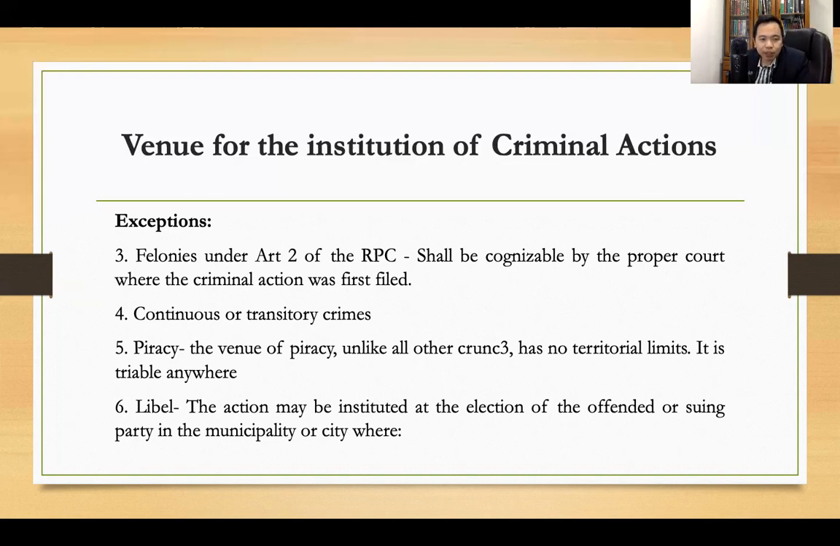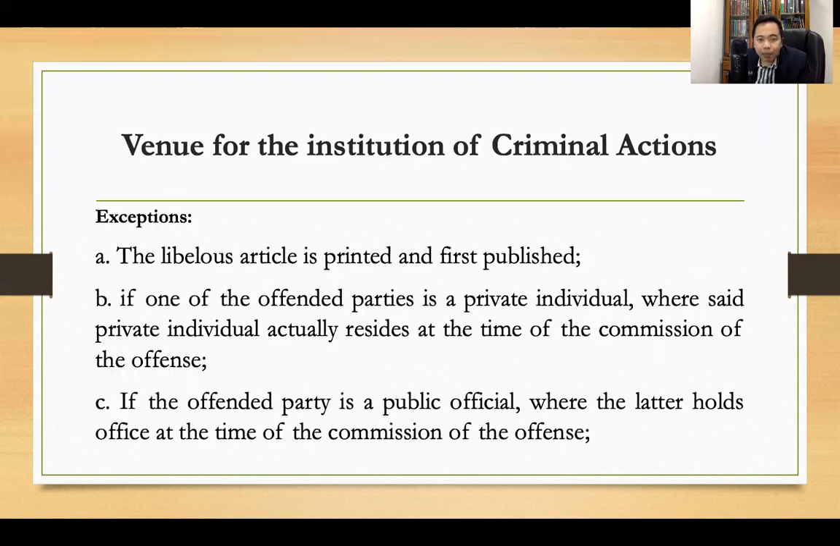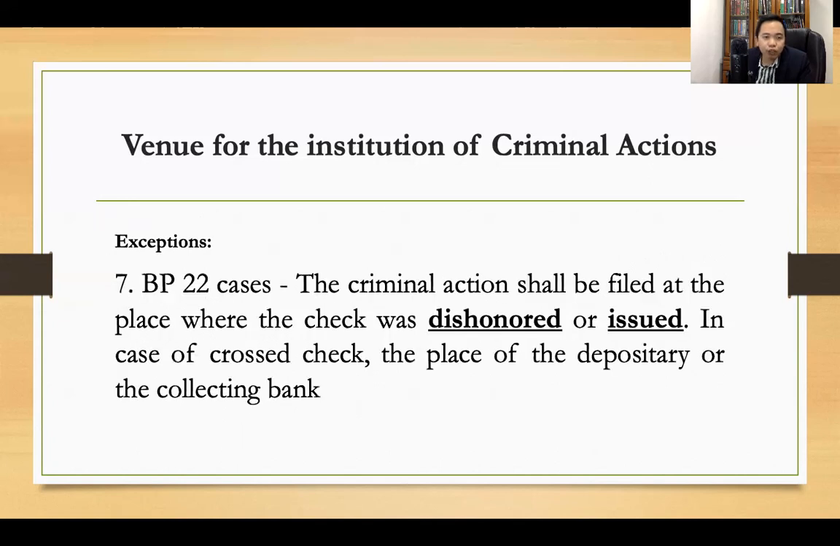Okay. Now, number 6, in case of libel, the action may be instituted at the election of the offended party or suing party in the municipality or city where the libelous article is first printed or published, or if the offended party is a private individual, where said private individual actually resides at the time of the commission of the offense, or if the offended party is a public official, then you can file the complaint or information where the latter holds office at the time of the commission of the offense.